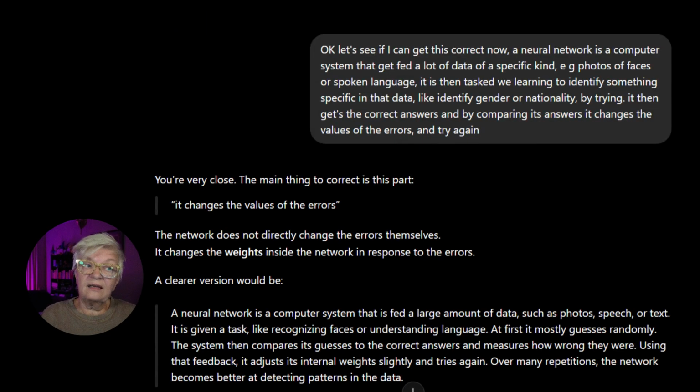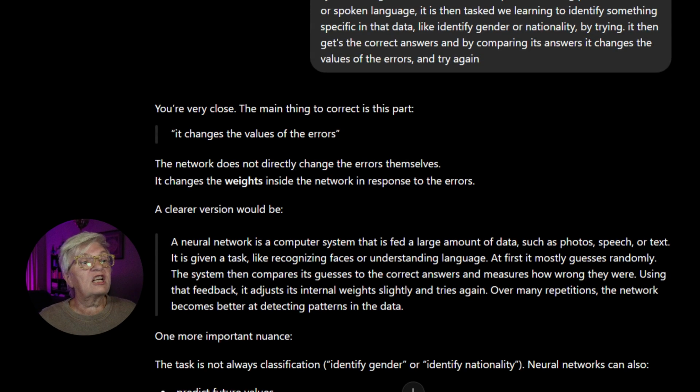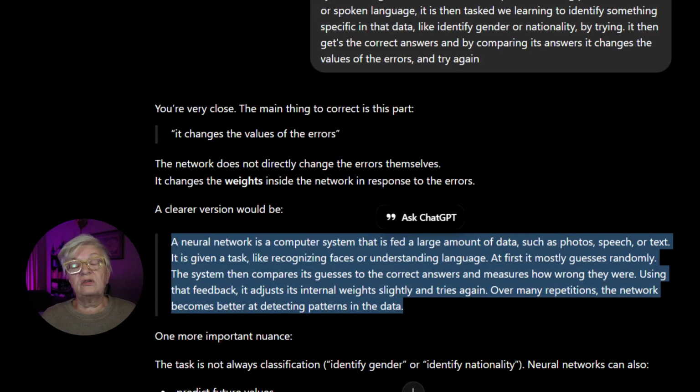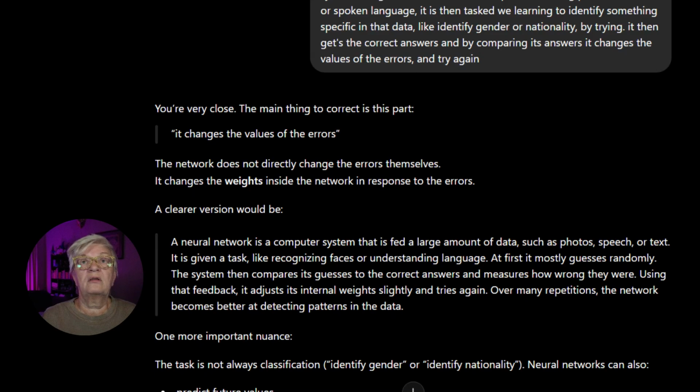again. And this time the answer said you are very close. The main thing to correct is this part. It changes the values of the errors. The network does not directly change the errors themselves. It changes the weights inside the network in response to the errors. A clearer version would be, and look at this, compared to the very first answer. This is really short, but it is much more accurate from what I understand.